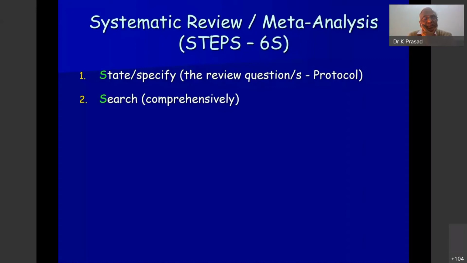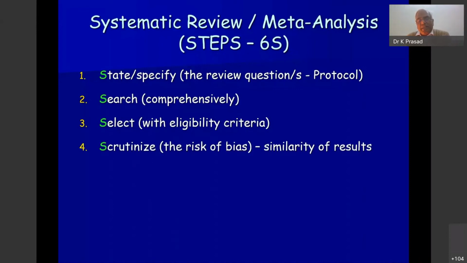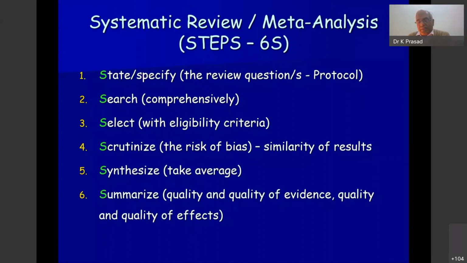Second S is search comprehensively. Third S is selection with eligibility criteria. After search, you will get a whole lot of studies, thousands of studies, maybe. And then you have to select using some eligibility criteria of the studies. Then you have to scrutinize for risk of bias and similarity of results. As I told you, if there are dissimilarities or heterogeneity, then you have to explore causes for heterogeneity. Then synthesize. Synthesizing is nothing but taking out average. And then summarize. Summarize the quality and quantity of evidence and quality and quantity of effects.